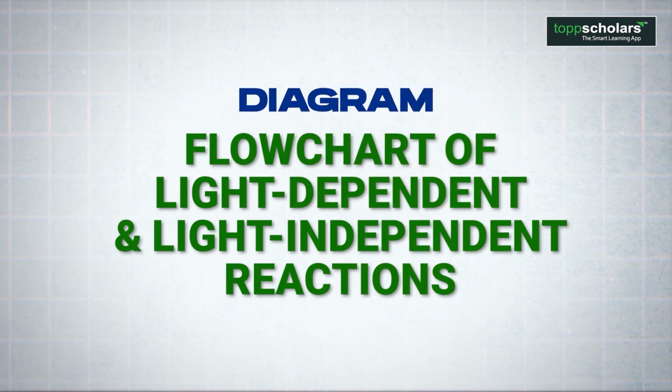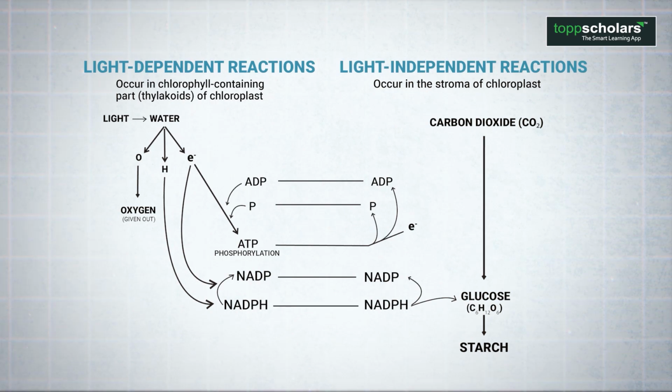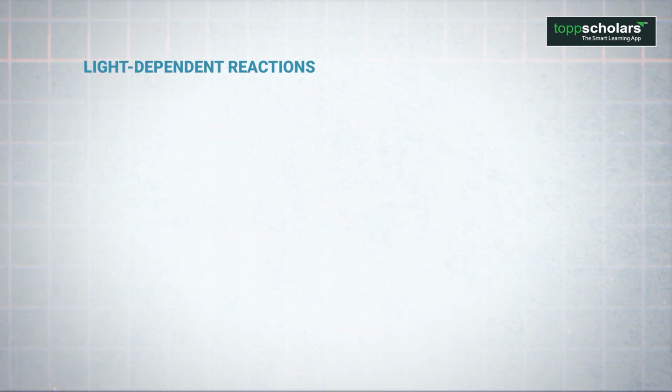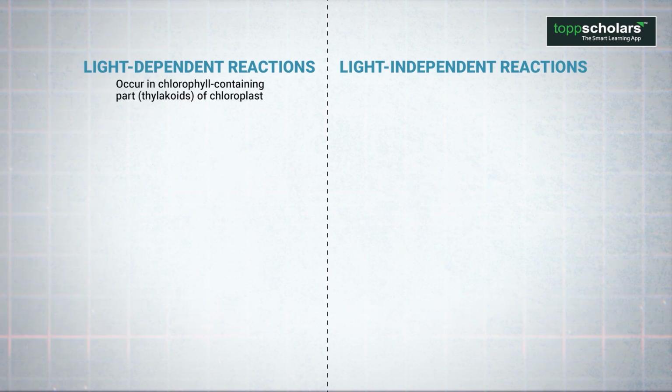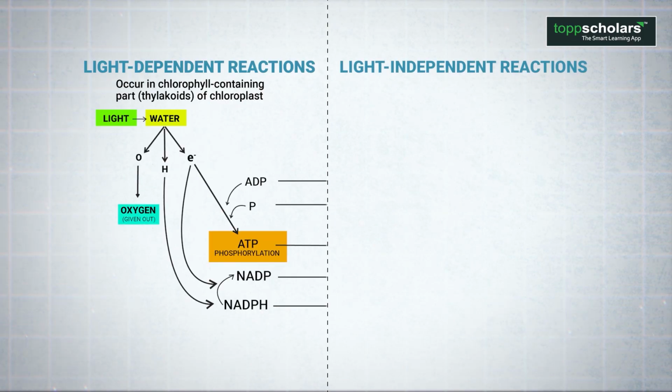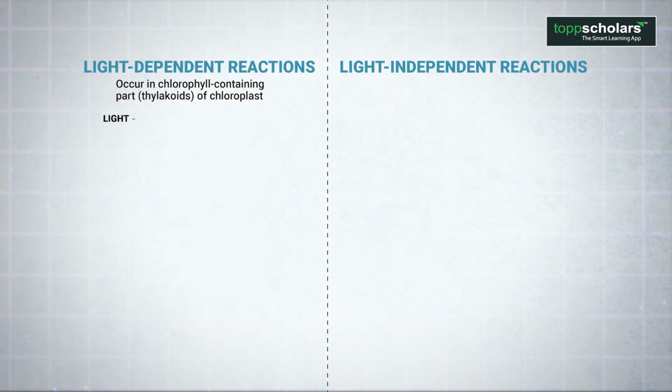Lastly, we will learn about the flowchart, which is a highly simplified summary of the events in light-dependent reactions and light-independent reactions of photosynthesis. The flowchart shows light-dependent and light-independent reactions. Light-dependent reactions occur in chlorophyll-containing parts, the thylakoid of the chloroplast. It consists of 4 important stages.